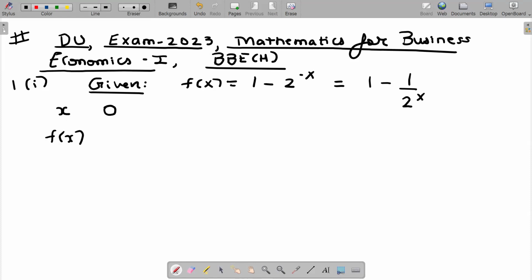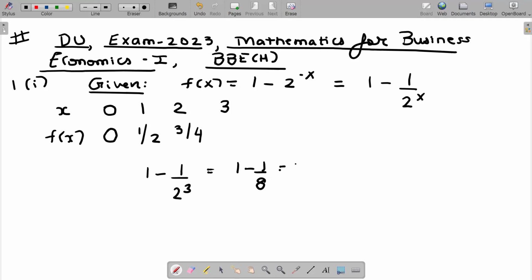When x is 0, f of x will be 1 minus 1 over 2 to the power 0. 2 to the power 0 is 1, 1 minus 1 is 0. When x takes the value 1, f of x will take the value 1 minus half, which is half. When x takes the value 2, f of x takes the value 1 minus 1 over 4, which is 3 over 4. When x takes the value 3, f of x will take the value 1 minus 1 over 2 cube, which is 1 minus 1 over 8, which is 7 over 8.